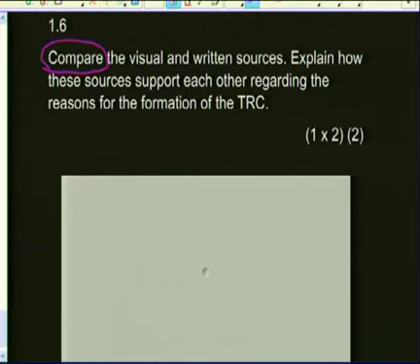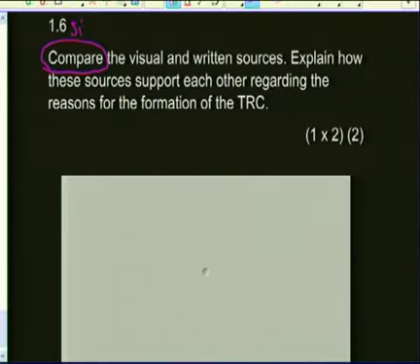Then if we look at the next question, compare the visual and written sources. Now, when you're comparing, you are looking for similarities. Compare. When you get that command, please don't look for things that are different between these sources. Now, remember when we were unpacking the sources, I did look at those things that were similar. The statement did tell you that both sources were about the aims of the TRC. So now you need to take things out from both sources that are similar.